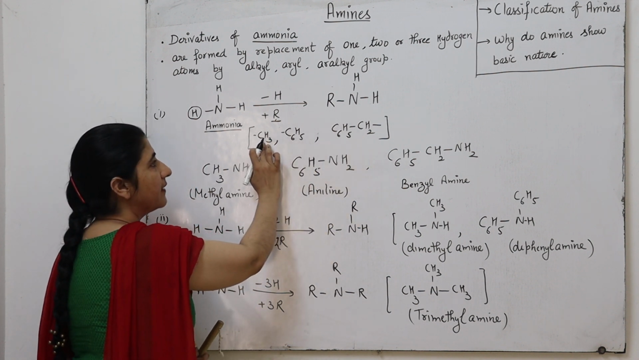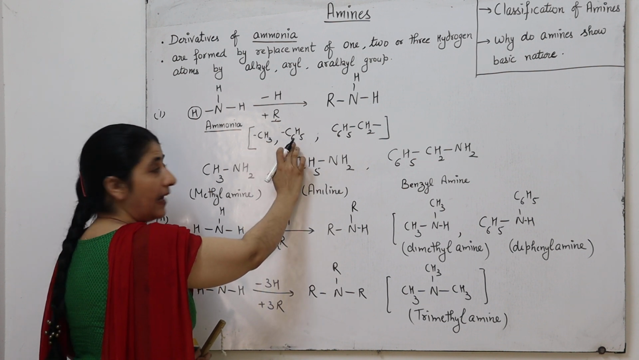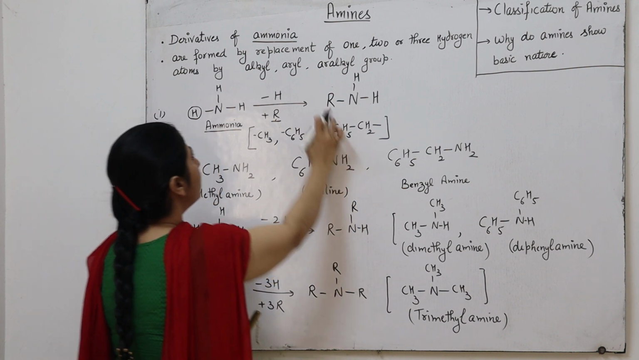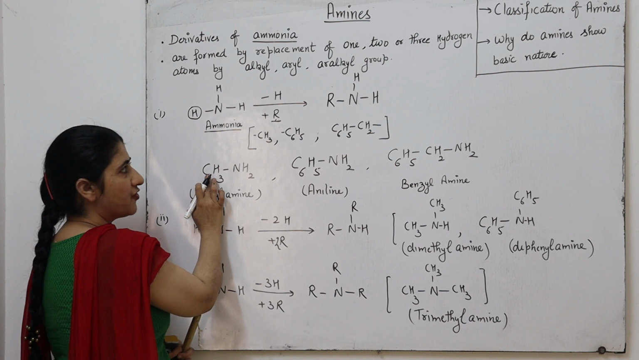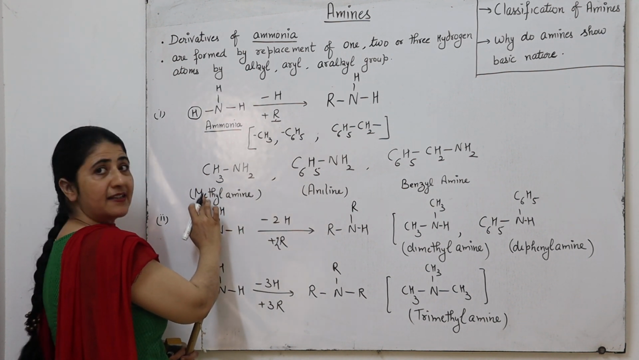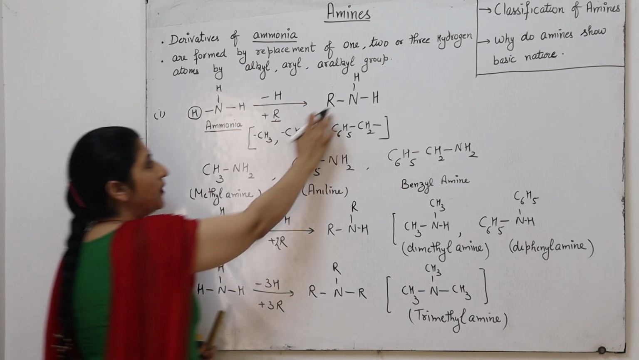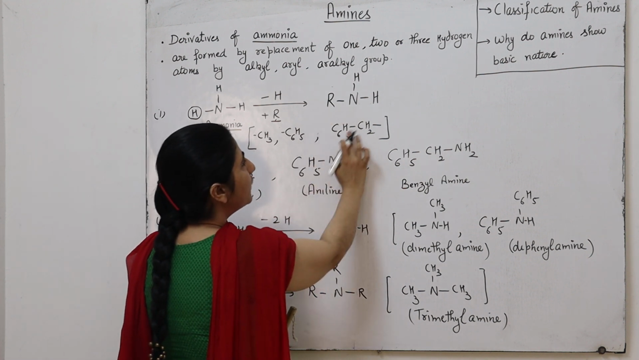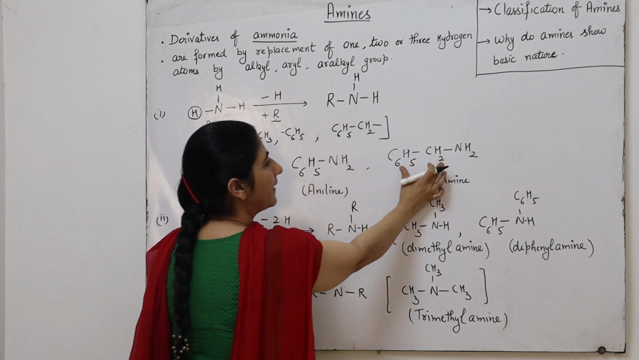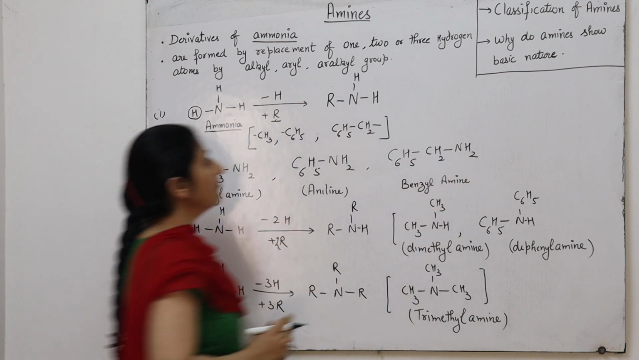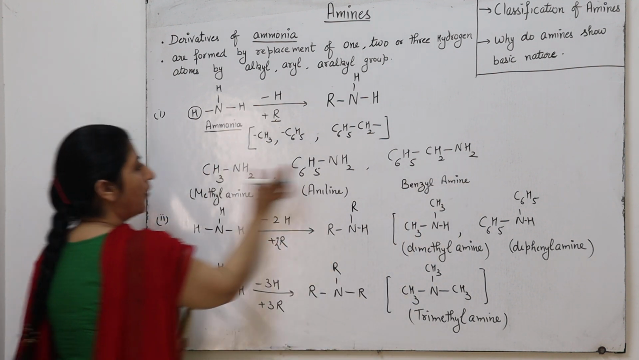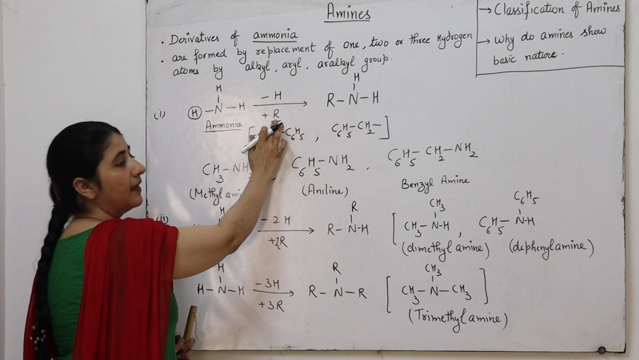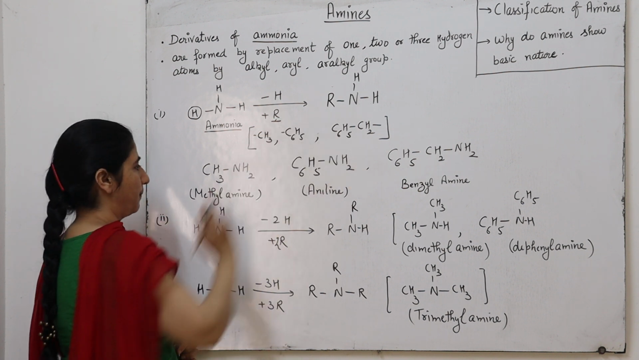In this case I am taking the alkyl group as methyl, the aryl group as phenyl and the arylalkyl group as benzyl. If R is equal to CH3, then we get methylamine. By putting R equal to phenyl, we get aniline. If R is a benzyl group, then we get benzylamine. These are the amines we get when we replace 1 hydrogen atom of ammonia with an alkyl or aryl group.